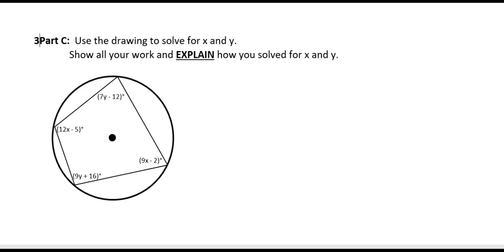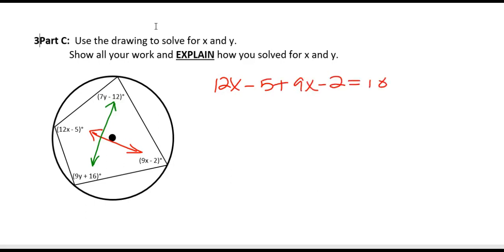If you recall here, this is a quadrilateral that is inscribed inside a circle. So when we do this, we know that opposite angles are supplementary. So when I add those two together, it equals 180. And when I add these two opposite angles together, it equals 180. So here again, I'll do it here. We're going to do 12x minus 5 plus 9x minus 2 equals 180.